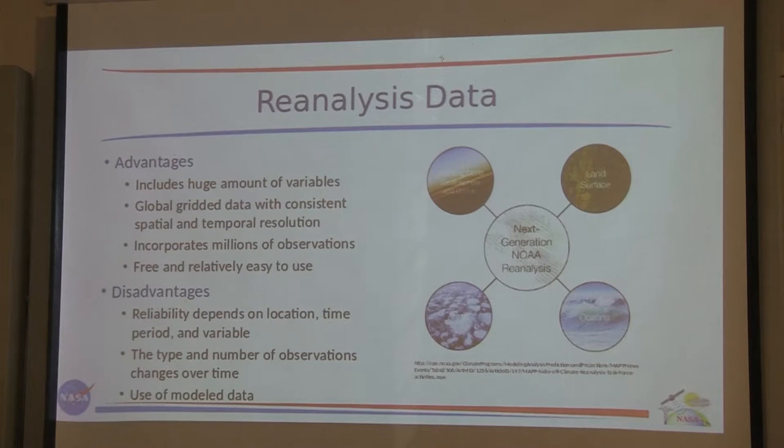So some of the disadvantages is the reliability is dependent on locations and specific variables. Temperature is usually a very accurate variable. Something like precipitation is not so accurate. Because they use observations, if you have a place that has lots of observations, they're going to be more accurate. If you're in an area that they don't have as many observations, it might not be as accurate because you don't have that data to help correct the model.